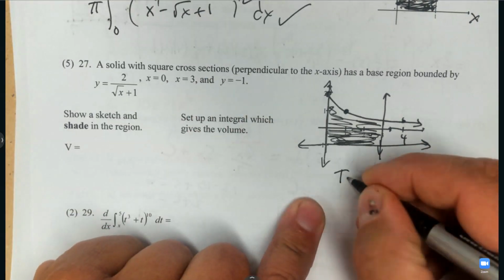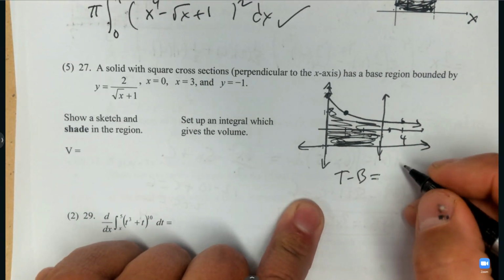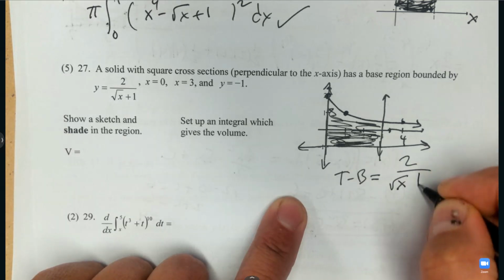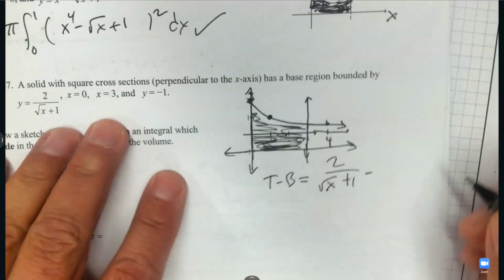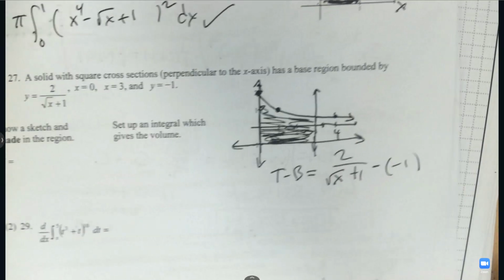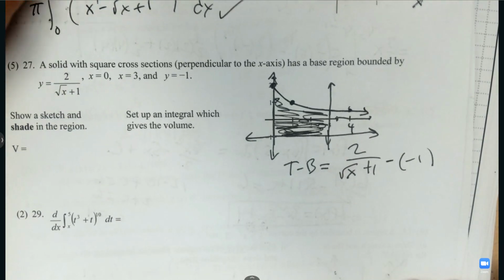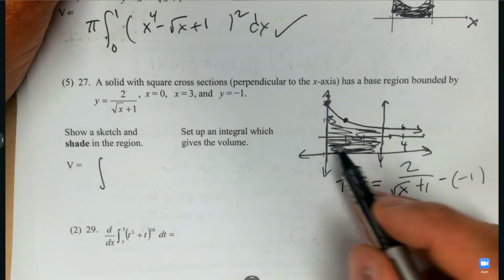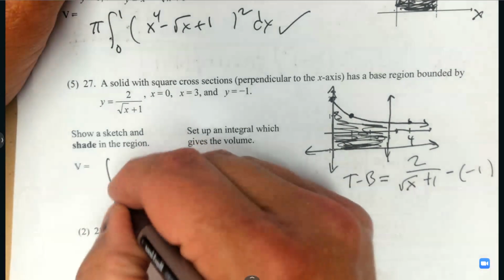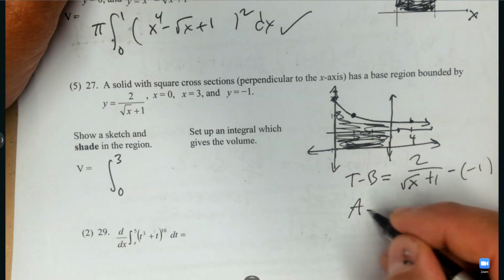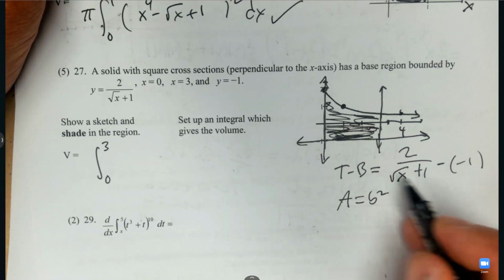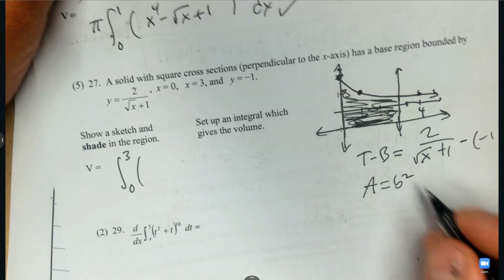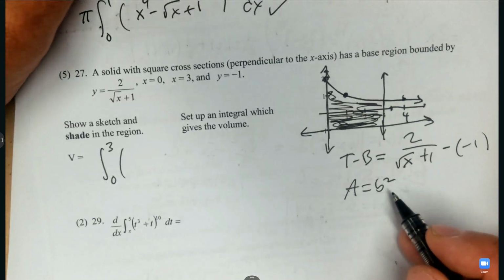So if I go top subtract bottom here, that's the curve, which is 2 over the square root of x plus 1. Subtract the bottom, which is -1. That's top subtract bottom. So that becomes the base of my square. So I'm going to integrate from 0 to 3. And then the area for a square, that top subtract bottom is my base. So I'm going to use this formula and plug in that for the base.